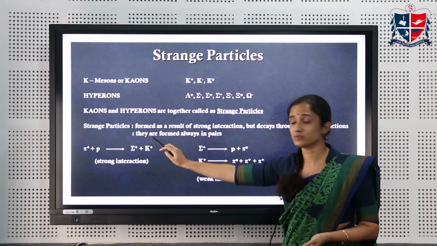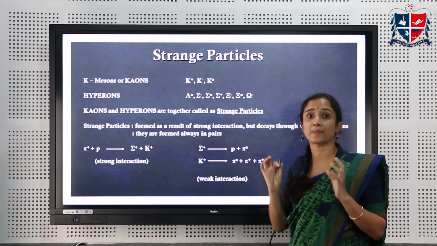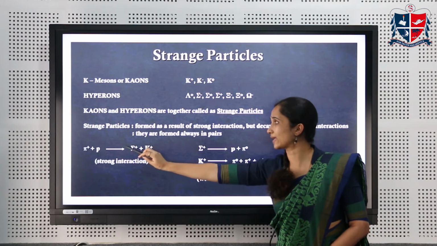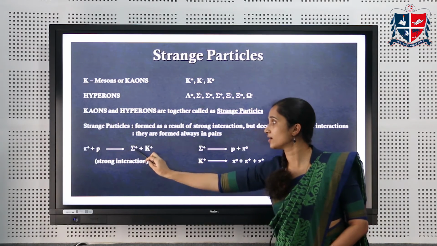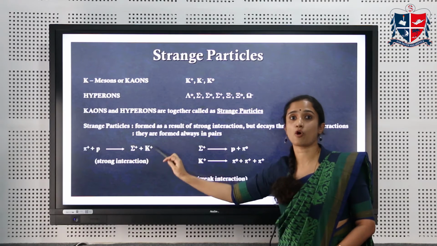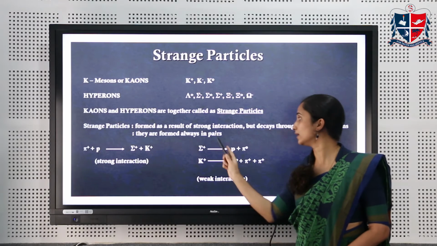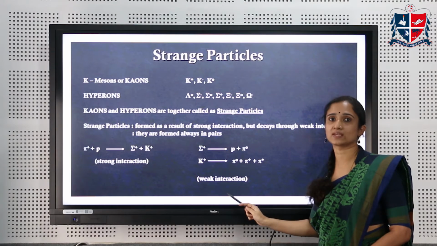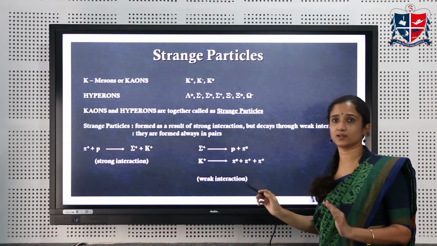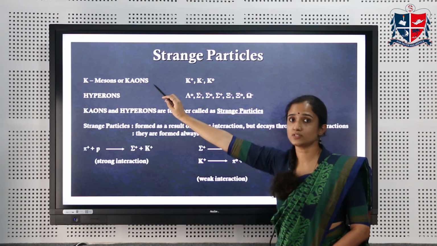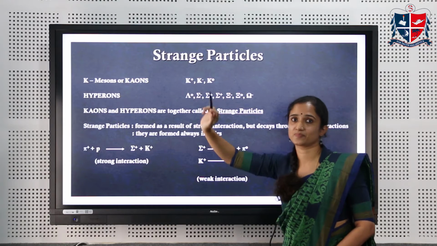And whenever they are formed, they form in pairs. So this is an example of a strong interaction. As we can see in this interaction, strange particles are formed in pairs. But each of the strange particles decays through weak interactions. Such particles we call strange particles, and they are kaons and hyperons.